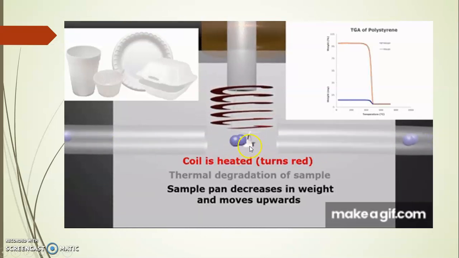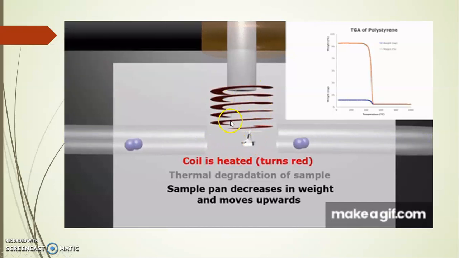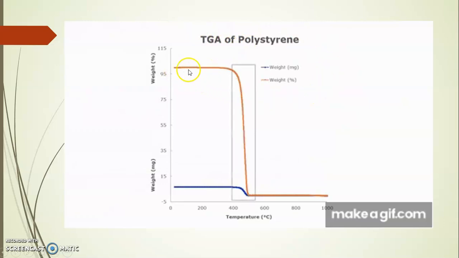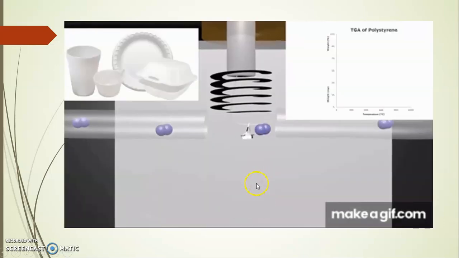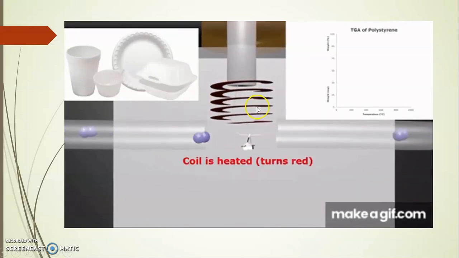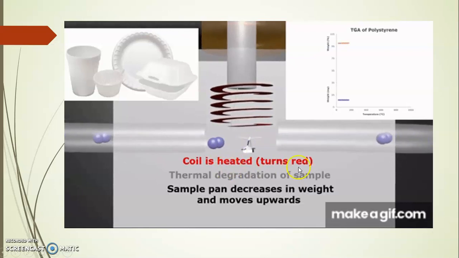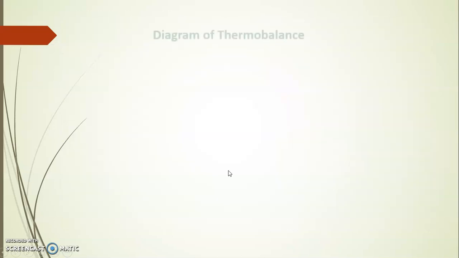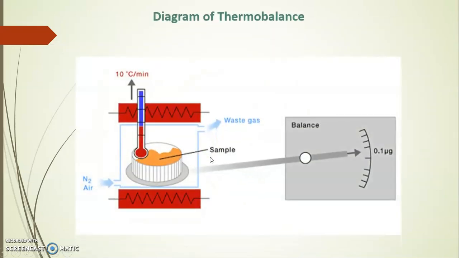Here you can see the sample holder and the coil. This is an example TGA curve of polystyrene, where we can see percentage weight and weight loss in mg. The coil is heated and turns red, causing thermal degradation of the sample, and the sample pan decreases in weight and moves.